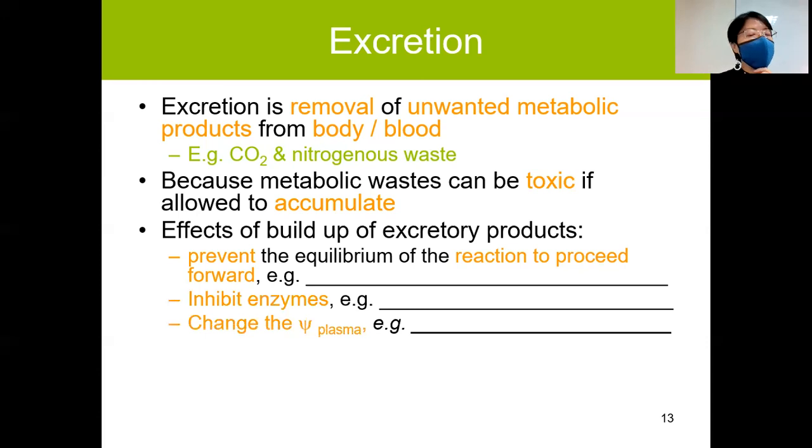Change in water potential of the plasma. When certain products are produced, they're soluble, and everything that's soluble can affect water potential. If you produce too much urea, which is soluble, it will cause the water potential surrounding the cell to become lowered. Then a lot of water will come out of the cell, which becomes crenated and cannot function properly.